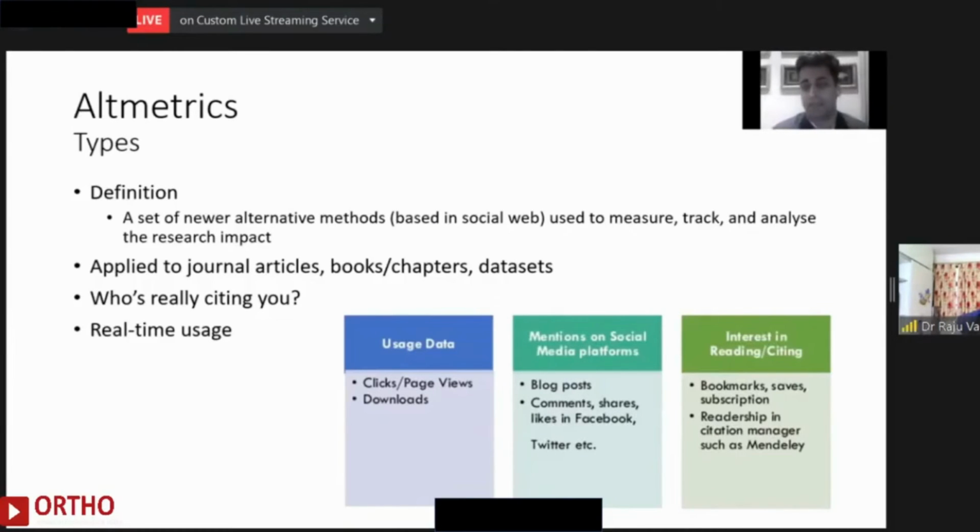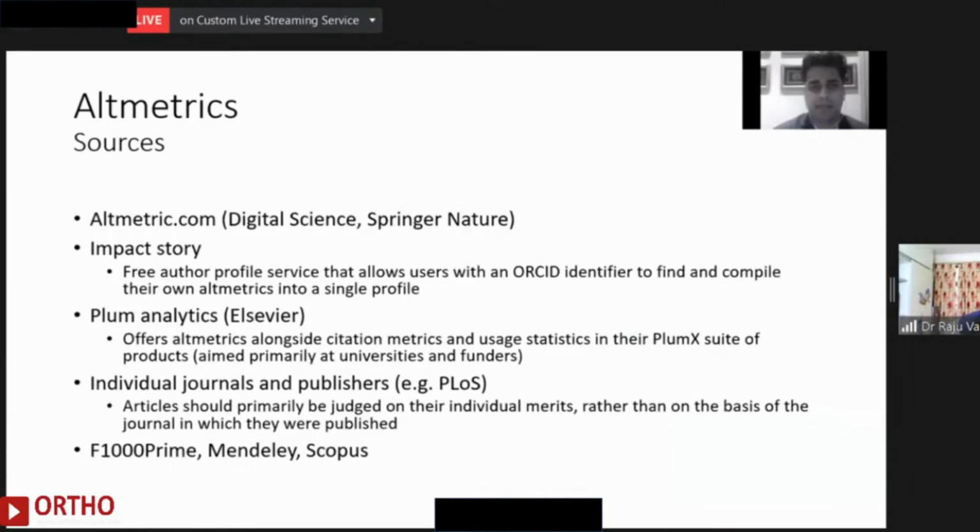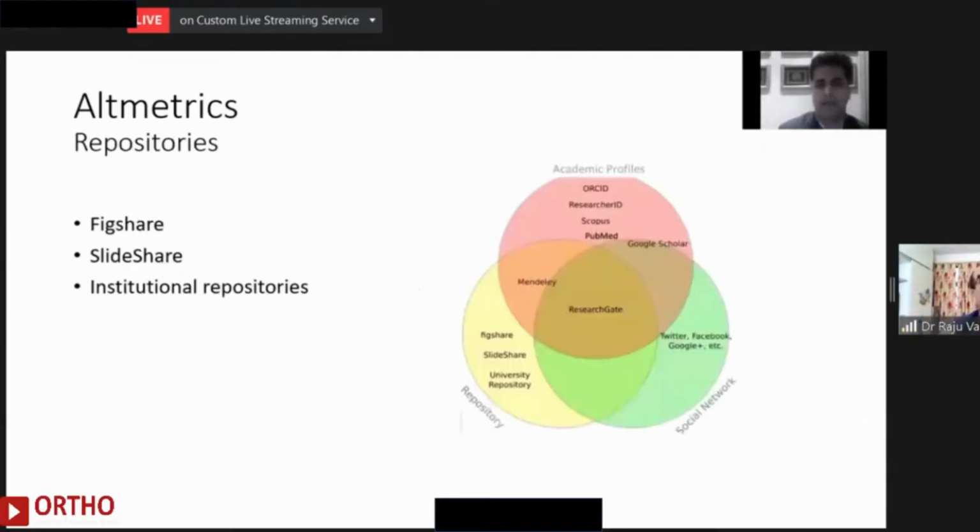And again, it seems very complicated, but there are different platforms that can actually assess this and track this. So you have something called altmetric.com, which is used by Digital Science, Springer, and Nature. You also have Impact Story, you have Plum Analytics by Elsevier. And again, many individual journals and publishers use these altmetrics, and they actually calculate their altmetrics on the basis of how many times the article, for example, or the author has been cited or seen or even page viewed or mentioned in Twitter or linked to their web page and stuff. So a lot of these altmetrics are now available, and they also use different repositories.